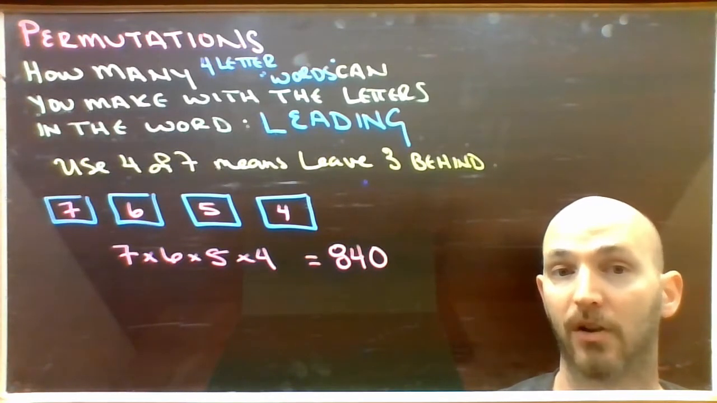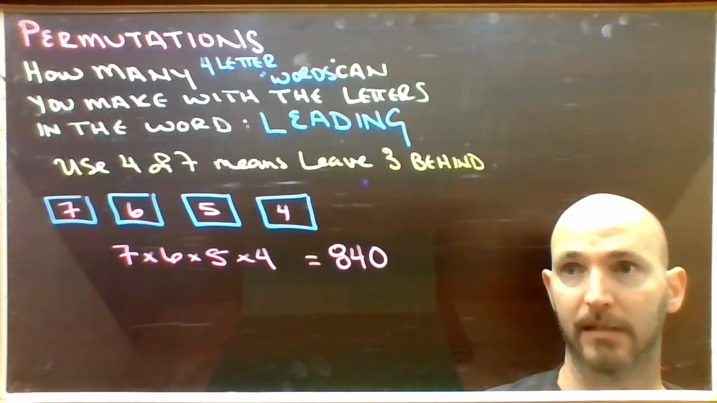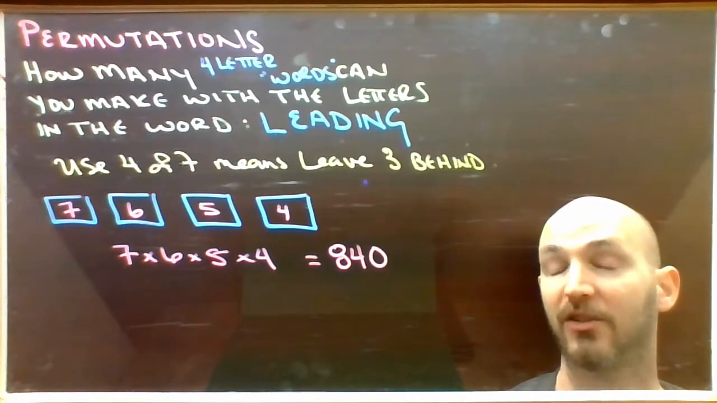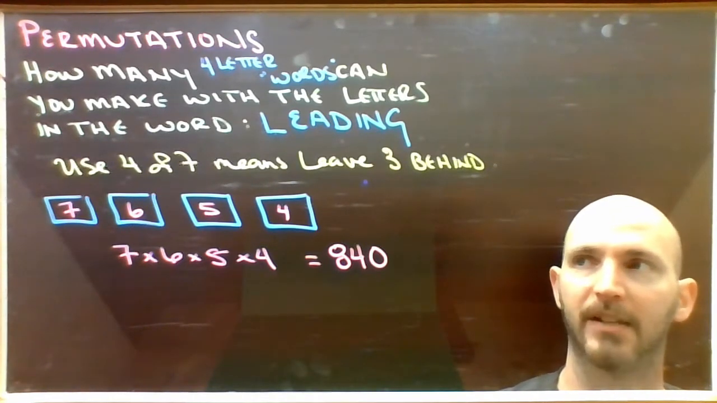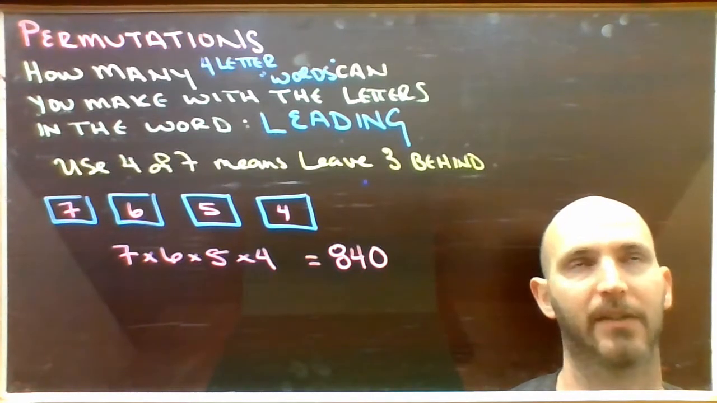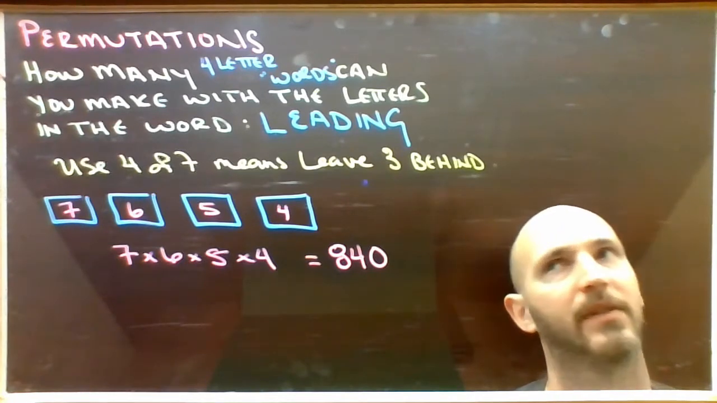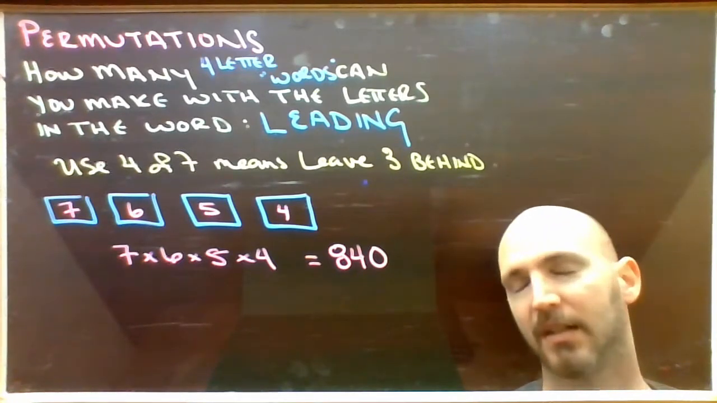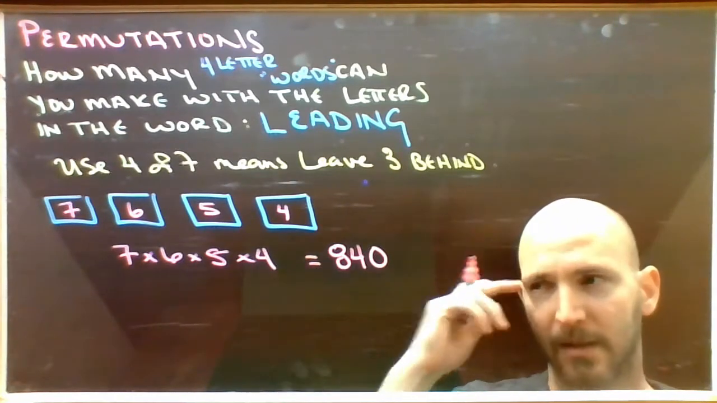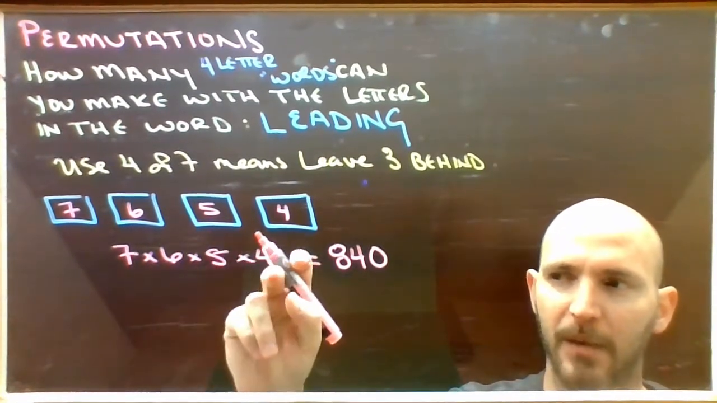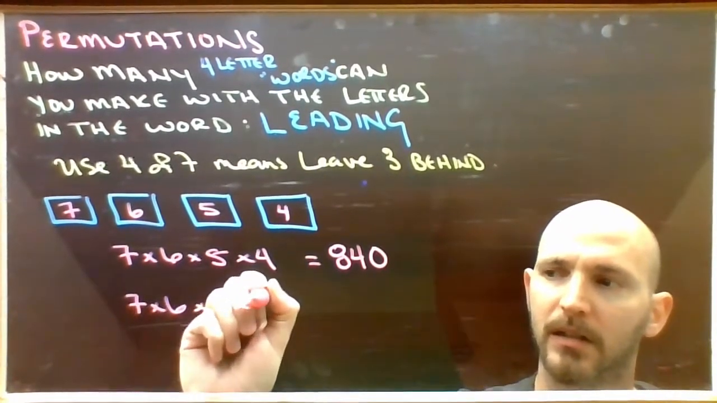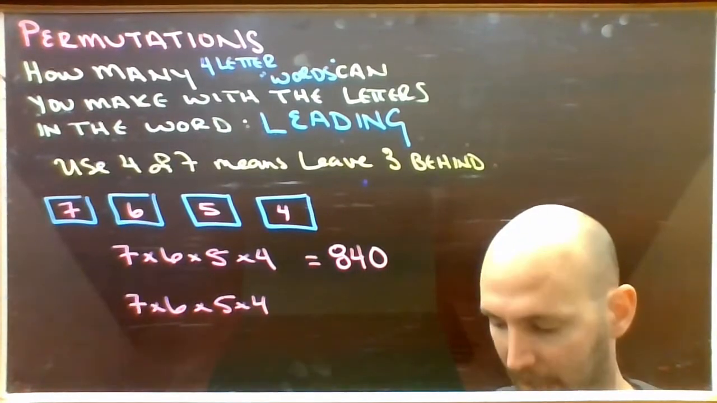If I'd had a longer word, like disingenuity, and I had to make 8-letter words out of that, then I would have had to do something awful like 17 times 16 times 15 times 14. I don't want to do that. So just to shortcut this, 7 times 6 times 5 times 4, that looks a lot like 7 factorial.